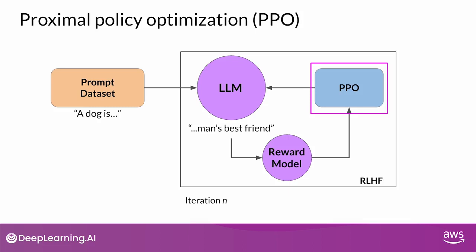PPO stands for Proximal Policy Optimization, which is a powerful algorithm for solving reinforcement learning problems. As the name suggests, PPO optimizes a policy, in this case the LLM, to be more aligned with human preferences. Over many iterations, PPO makes updates to the LLM. The updates are small and within a bounded region, resulting in an updated LLM that is close to the previous version. Hence the name Proximal Policy Optimization. Keeping the changes within this small region results in a more stable learning.